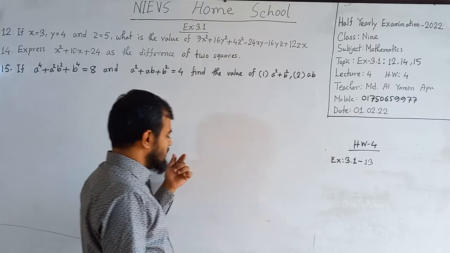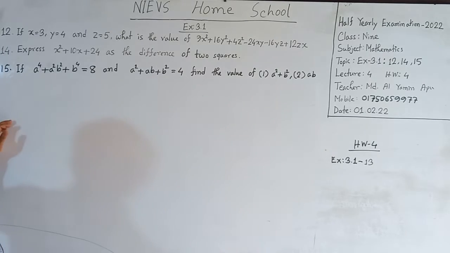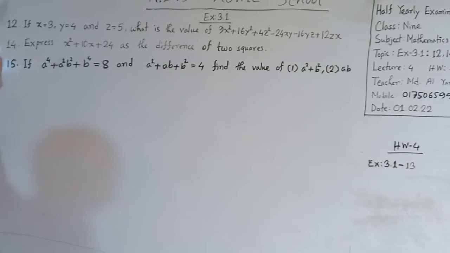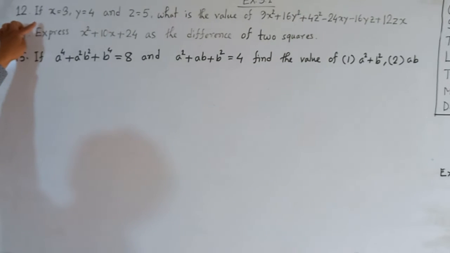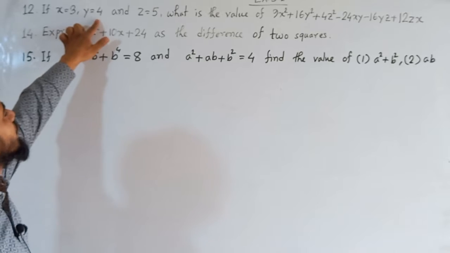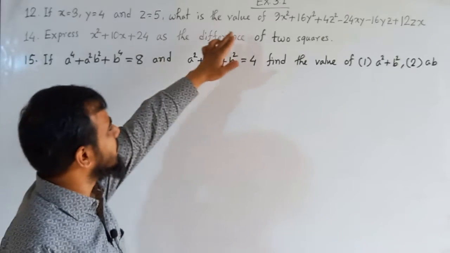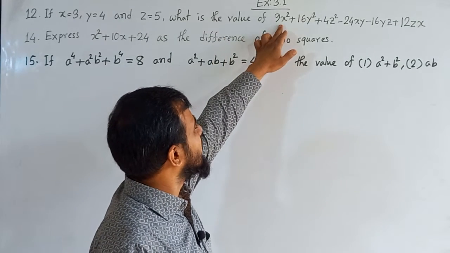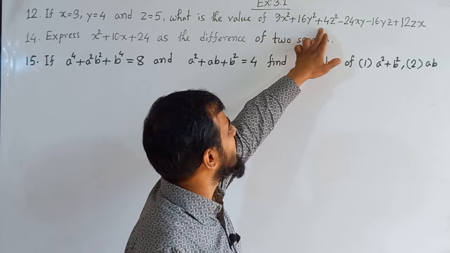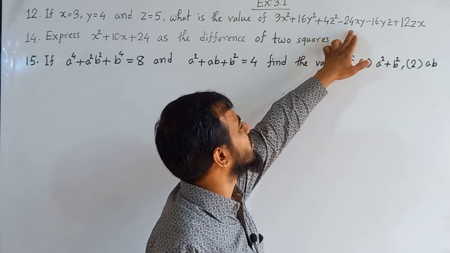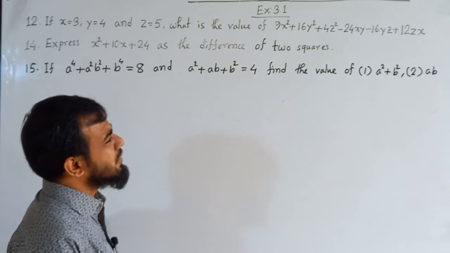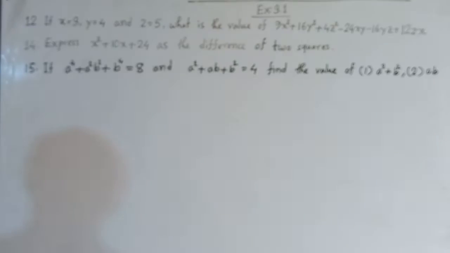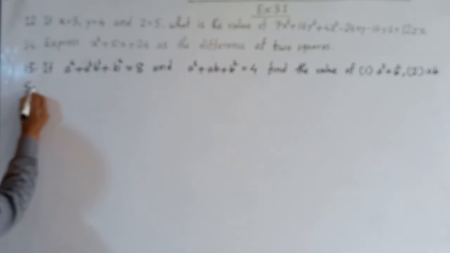Students, I have already written down three questions on the board here. Have a look. Question number 12 first. Question number 12 is: if x is equal to 3, y is equal to 4 and z is equal to 5, what is the value of 9x squared plus 16y squared plus 4z squared minus 24xy minus 16yz plus 12zx? First of all, we should write down the given information here.